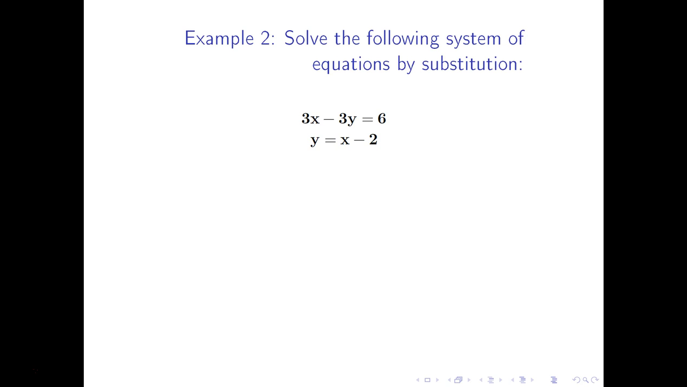Okay, hopefully you said, okay, I have y equals in the second equation, so I can take x minus 2 and substitute that in for y in the first equation. Notice I put parentheses around it to make sure I got my signs correct. And I get 3x minus 3, parentheses, x minus 2, instead of y, equals 6. All right, again, pause the video and solve for x.